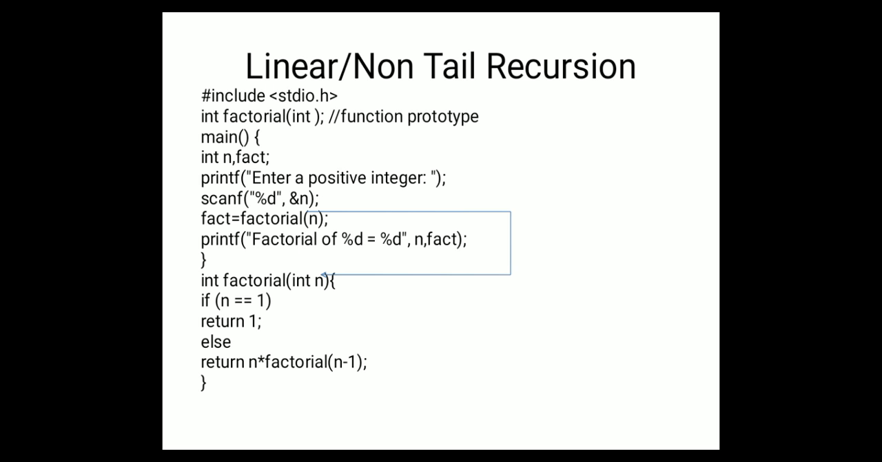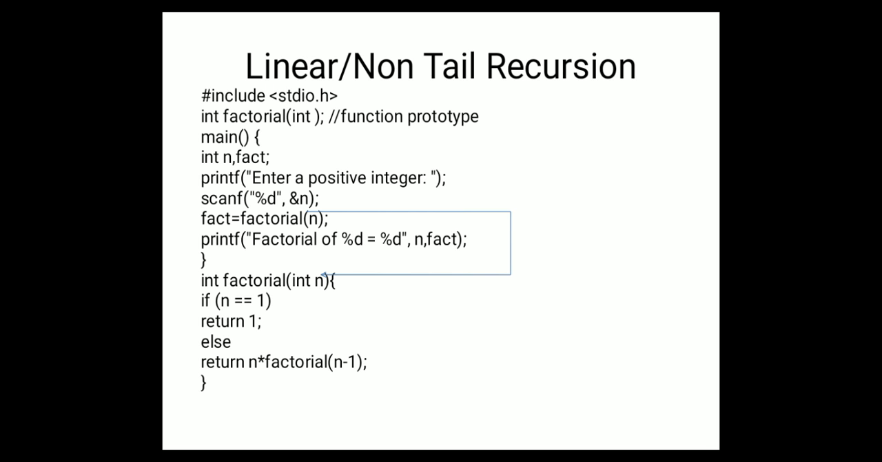The first statement is a header file. The second statement is the function prototype. So I am taking a function named factorial, written with an integer return type, and it is taking int as an argument. In the main function, you are asking the user to enter a positive number. You are reading the number n, and once you have read the value of n, you are calling the function.